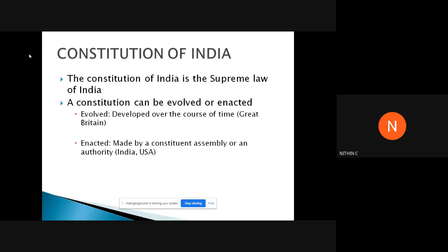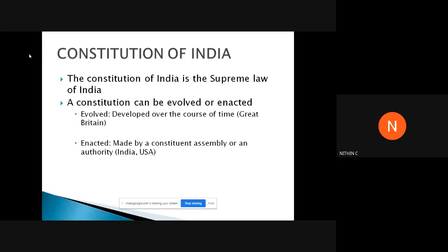So what is that evolved constitution? Evolved in the sense it is developed over the course of time. The Great Britain constitution is actually an evolved constitution. You can say, as an example of an evolved constitution, the constitution of Great Britain. What does evolved mean? It's been developed over the course of time.